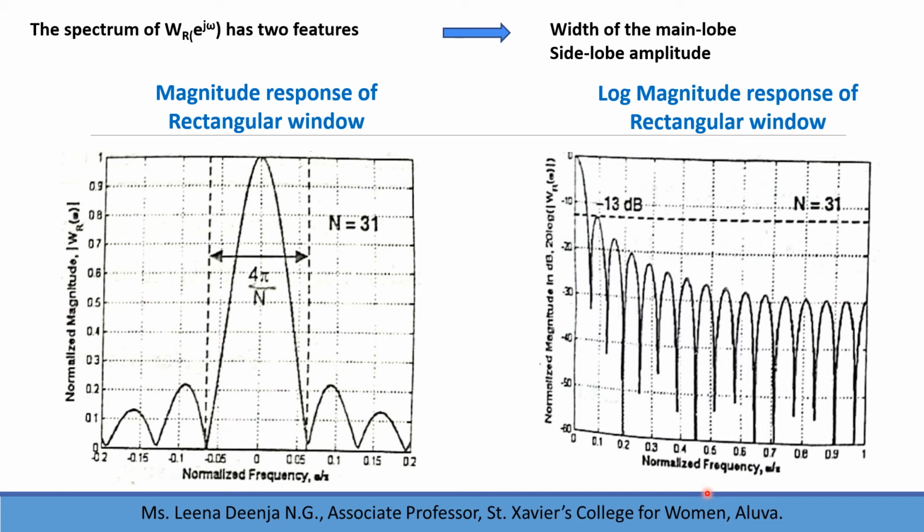The main lobe width is defined as the distance between 2 points close to omega equal to 0, where the normalized magnitude equals 0. Here we can see that at this point the normalized magnitude is 0. Here also the normalized magnitude is 0. So the width between these 2 points is the main lobe width. For this rectangular window, it is equal to 4 pi by N. And from this normalized magnitude in dB, we can see that the first side lobe maximum amplitude is minus 13 dB.